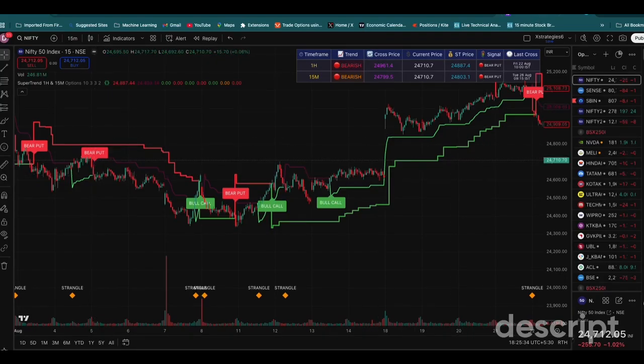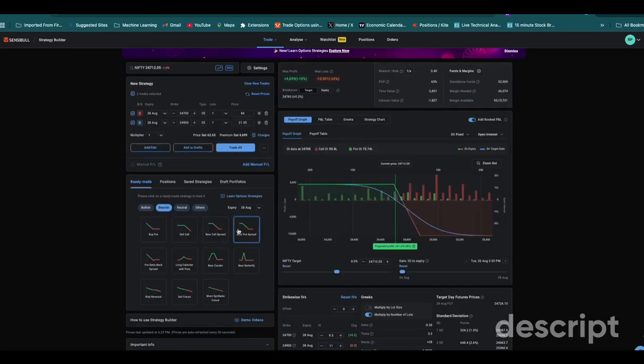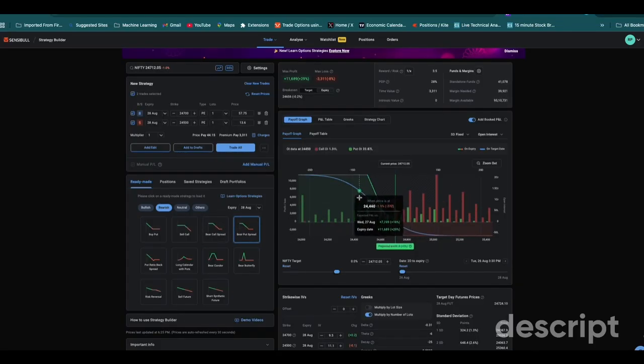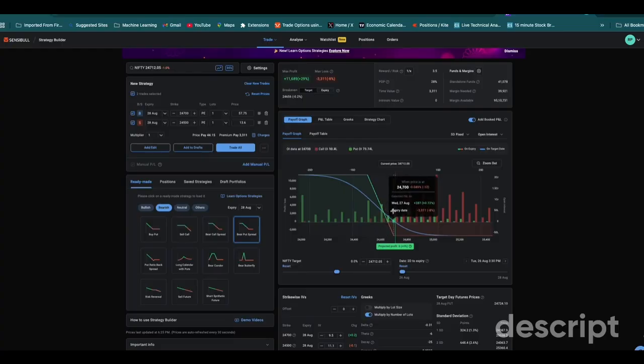Let me give an example of a bear put spread. Currently, if you get a bear put signal, you have two options. You can do a bear call spread or a bear put spread. With the bear put spread, the advantage is your margin would be a little less, and in case the trend goes your way, you can make a good amount of money. That's the main intention.